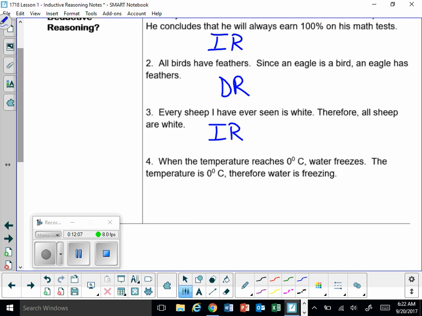When the temperature reaches 0 degrees Celsius, water freezes. True. The temperature is 0 degrees Celsius, therefore water is freezing. This is scientific fact, so it's deductive reasoning. Okay, you need to write a 2 or 3 sentence summary on inductive reasoning, conjectures, and counterexamples. Be sure to include all 3 vocabulary words in your summary.